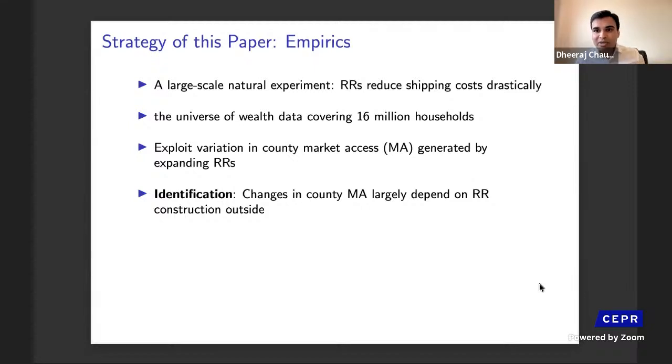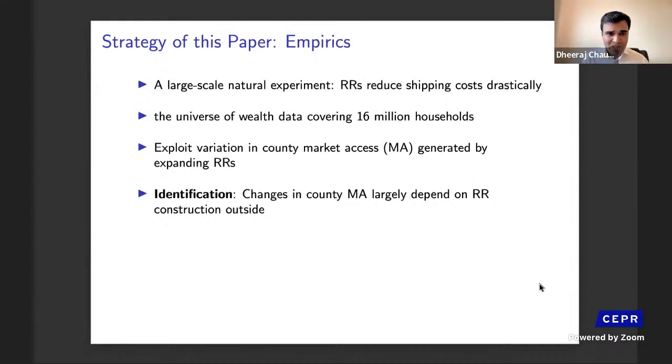Armed with this universe of wealth data and a large decline in trade costs, I conduct my analysis at the county level and study the effect of changes in county market access that are generated by expanding railroads on county-level wealth inequality. To do this, I build very heavily on Rick's work. And basically, what is county market access? I'll talk about this in detail later, but briefly, county market access captures how cheaply goods can be transported from a county to all other US counties. So if a producer in a county can access larger markets at a cheaper cost, then that county would have a higher market access. And since railroads reduce the cost of shipping within the country, they increase the market access for all US counties.